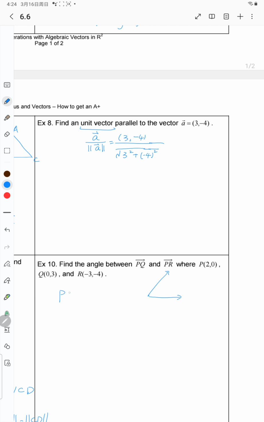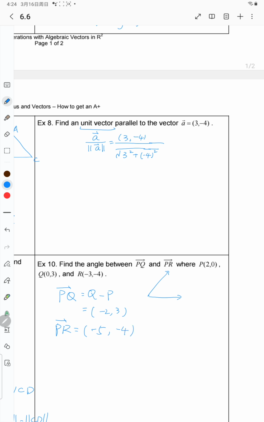So of course we're going to write out the PQ and the PR, right? The PQ and PR, this is Q minus P, so it's going to be Q minus P, negative 2, 3, and PR, this vector. Let me just write it out. R minus P is going to be negative 5 and negative 4.